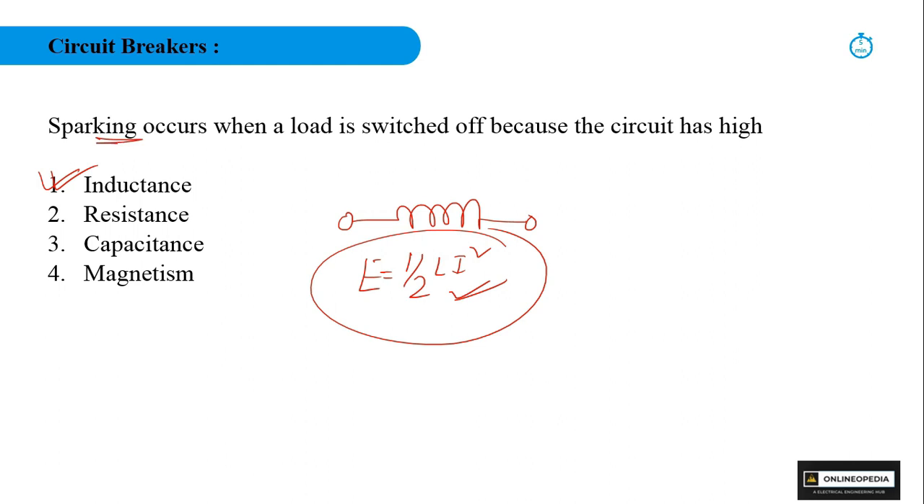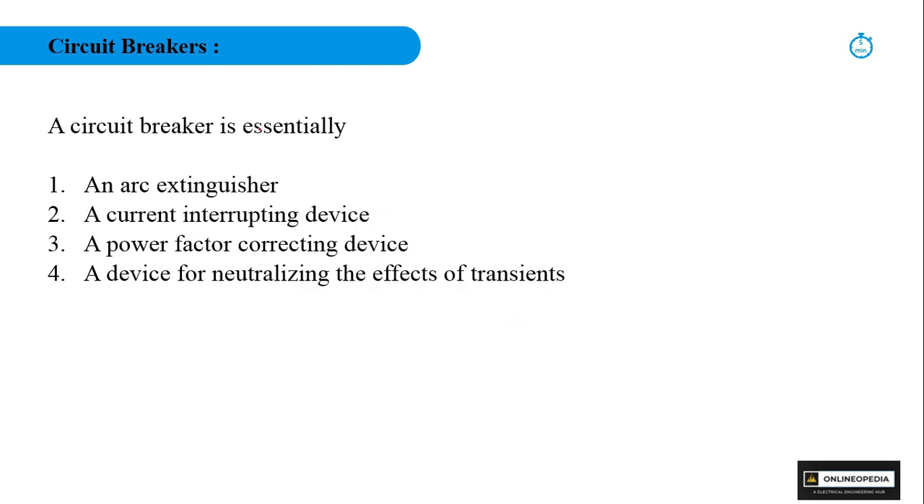Okay. Next question is, a circuit breaker is essentially, options are an arc extinguisher, a current interrupting device, a power factor correcting device, a device for neutralizing the effect of transient.